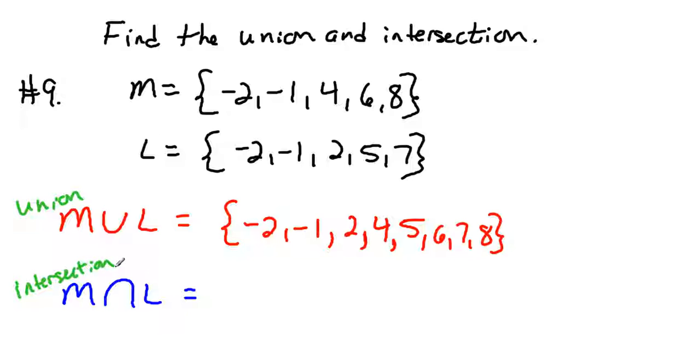Okay, and for intersection, that's the parts where you want to have everything that's in both of them. So you've got a -2 here, a -1 here, and then everything else is different. So for the intersection, it would just be -2 and -1.